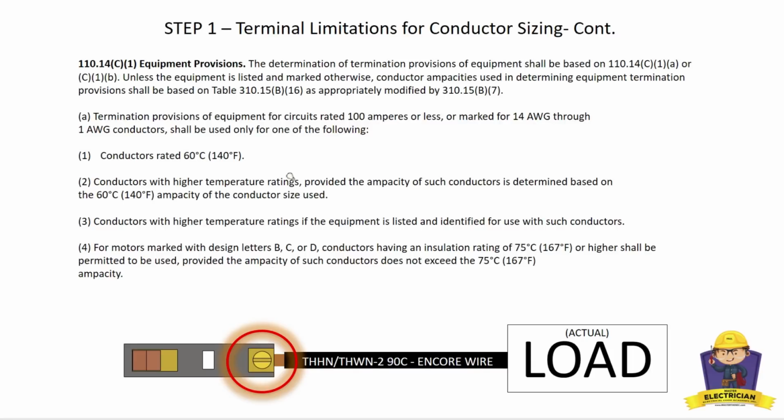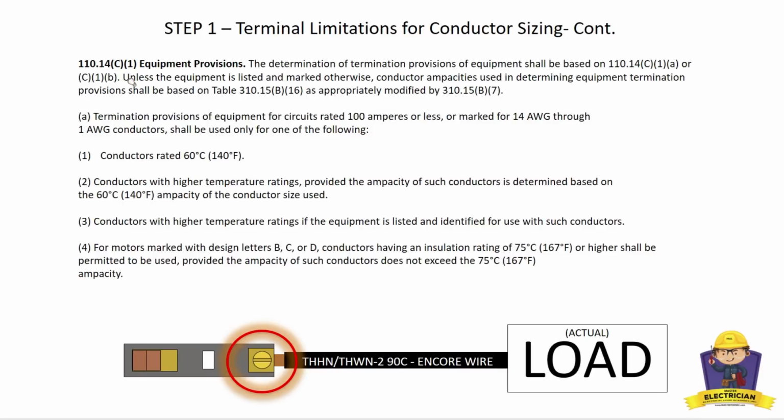So you've got two rules here: 110.14(C)(1)(a) and (C)(1)(b). Now (C)(1)(a) deals with termination provisions where the circuits are rated 100 amperes or less, and the terminals are marked for 14 through 1 gauge. Then one of the following will apply. If you run into terminals in an application where it's 100 amperes or less and they're not marked otherwise, or they are marked 14 through 1 and nothing else is being considered, then you're going to consider the conductors for use here to be rated at 60°C.